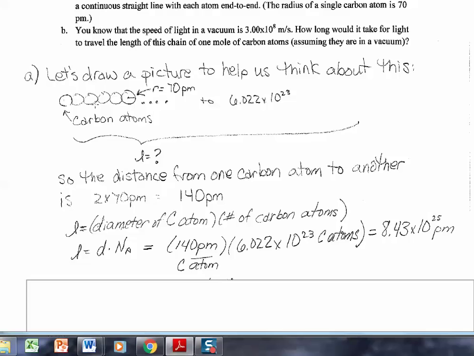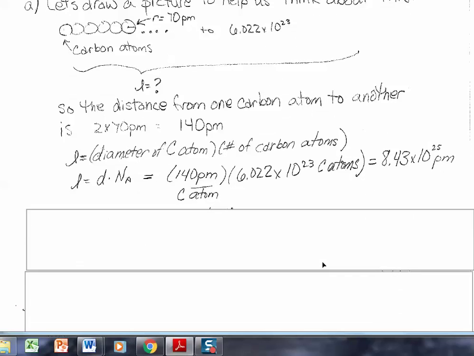We know that the radius, which is from the center of the atom to the edge, is 70 picometers. So we know the distance from one end of a carbon atom to the other end is going to be twice the radius, or the diameter, 2 times 70 picometers, or 140 picometers. So our length is really the diameter of that carbon atom times the number of carbon atoms lined up. Diameter times Avogadro's number, or 140 picometers per carbon atom times 6.022 times 10 to the 23rd carbon atoms. So we get a length of 8.43 times 10 to the 25th picometers.